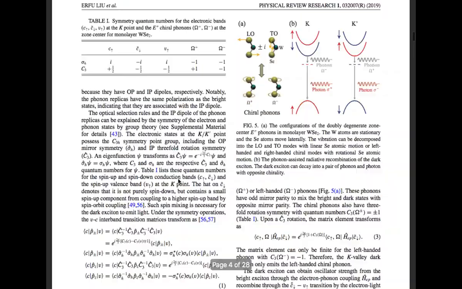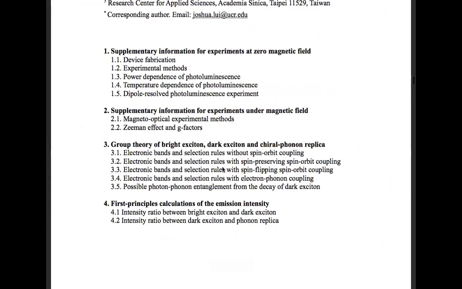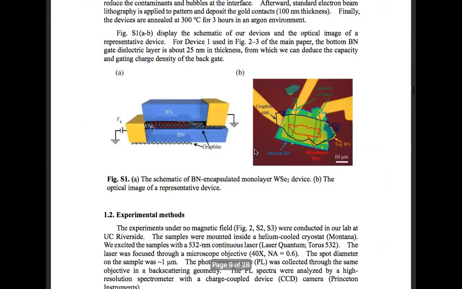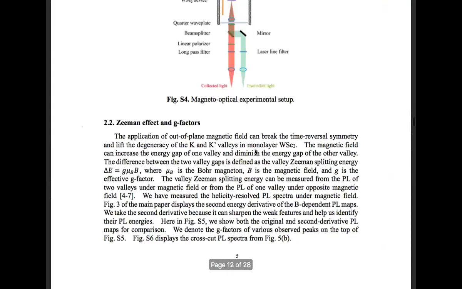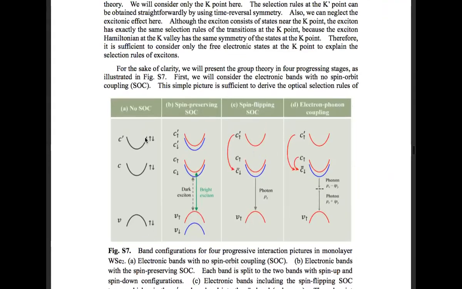There's a lot of information in the supplementary material, particularly this part on group theory of bright exciton, dark exciton, and phonon replica. So what I told you today is part of this section. I draw this with no spin-orbit coupling. I will explain this. Spin conserving spin-orbit coupling, we have this. You have bright exciton, dark exciton, and then you have a spin flipping second spin-orbit coupling. This is the C prime band.